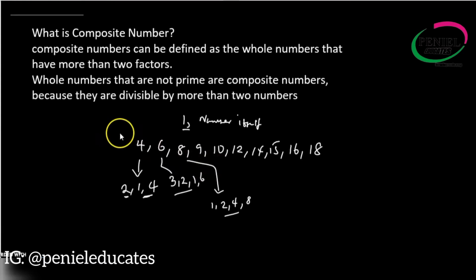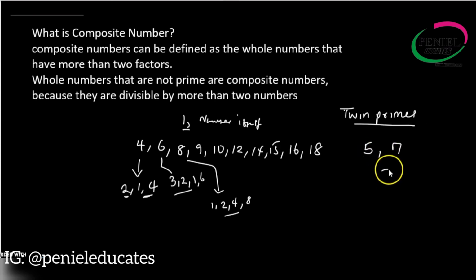All right, so now another thing that we can discuss here is what I call twin primes. Twin primes are prime numbers whose difference is two. For example, 5 and 7. We know that they are prime numbers, and the difference between 5 and 7 is two. So 5 and 7 are twin primes.